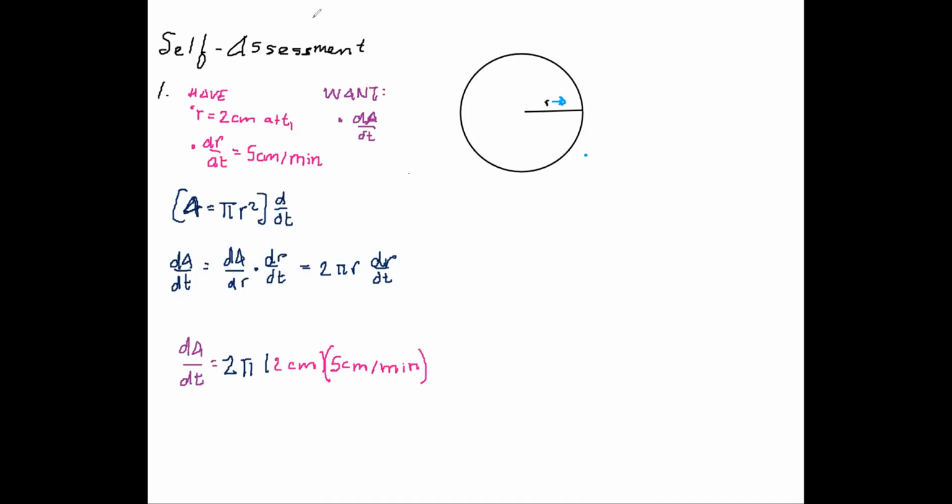So this is going to be equal to 2 times 2 is 4 times 5 is 20 pi. And then what are my units? Right now, just multiplying across, we have centimeters squared per minute. And that should be our answer. That makes sense because we have an area, which is why it would be squared. Yep, and that looks to be it. So, all right, there is question 1.